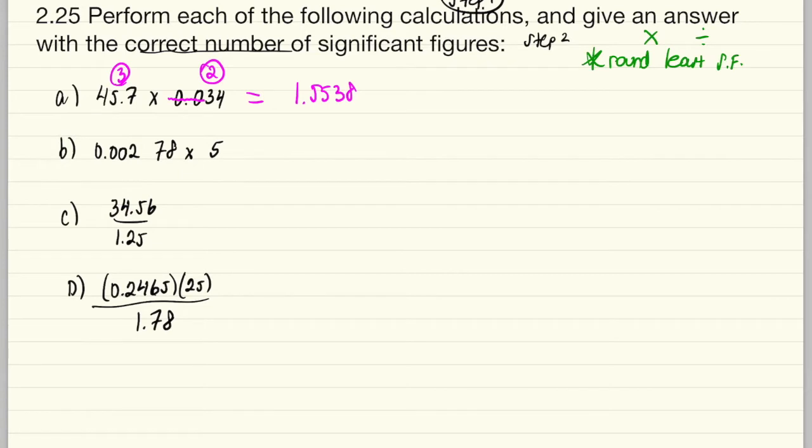1.5538. Now, this guy here has fewer sig figs, or the least number of sig figs, so we want to round this to 2 sig figs. Look at the next digit up. Is it 5 or more? Yes, so we round this up to 1.6.